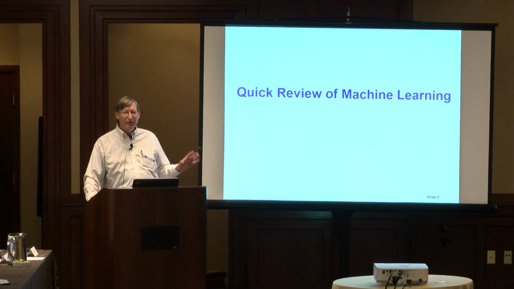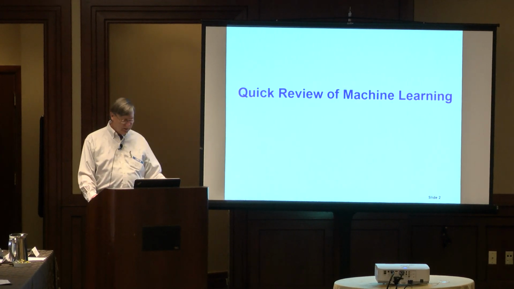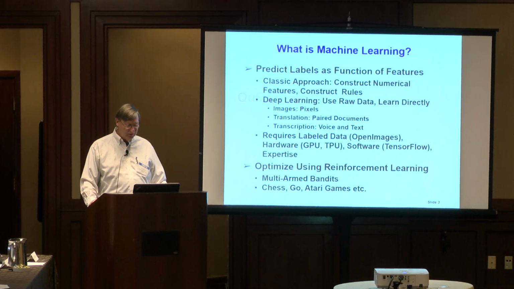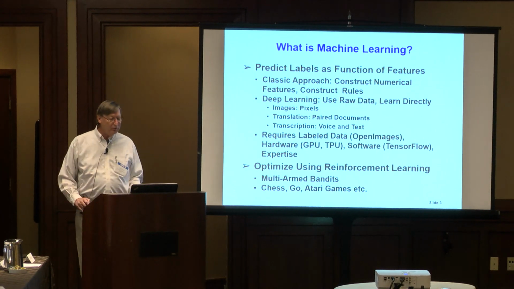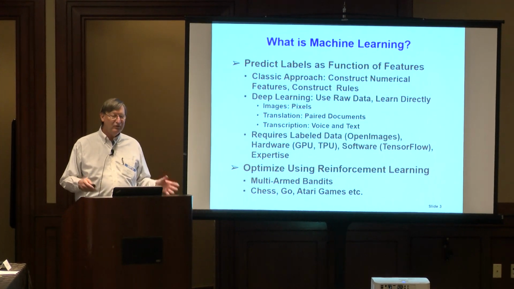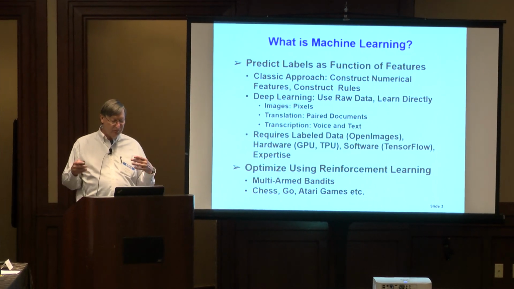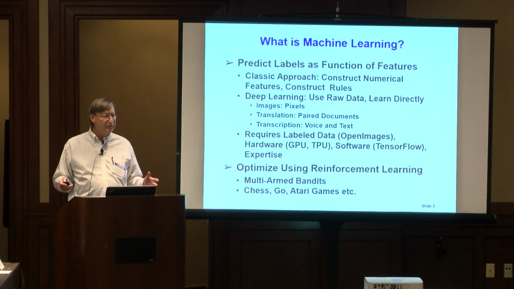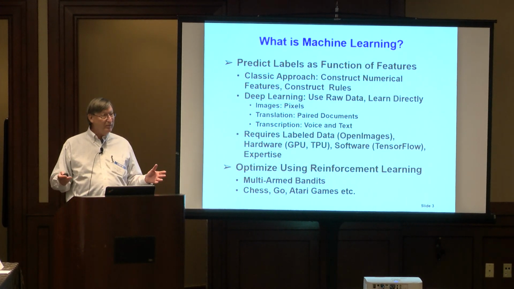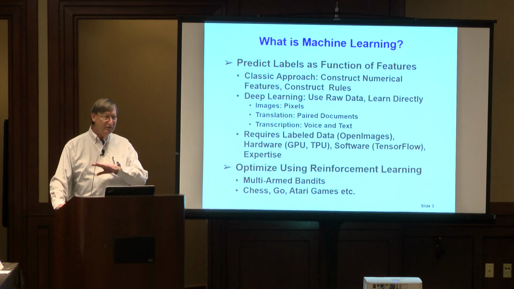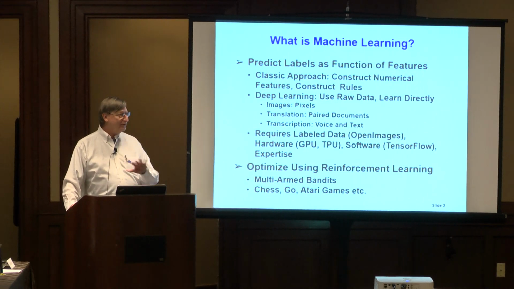so we want to give a very quick review, since a lot of this has been covered already, of machine learning. What do you try to do? Predict labels as a function of features. The classical approach was to construct numerical features, and then the programmers came up with rules that they embodied in code. That's so old-fashioned and out of it now.